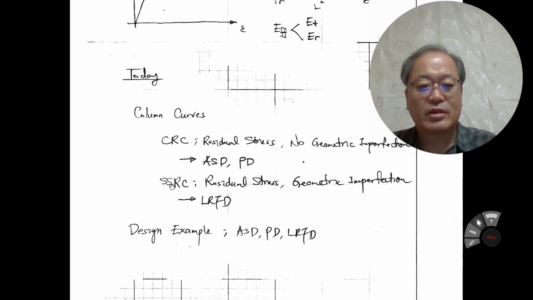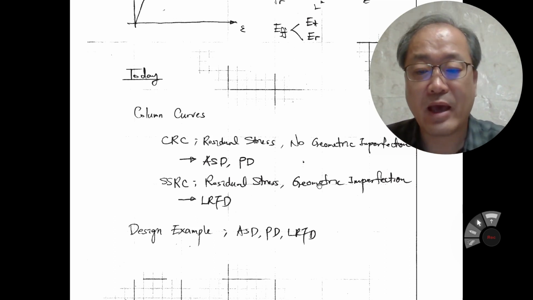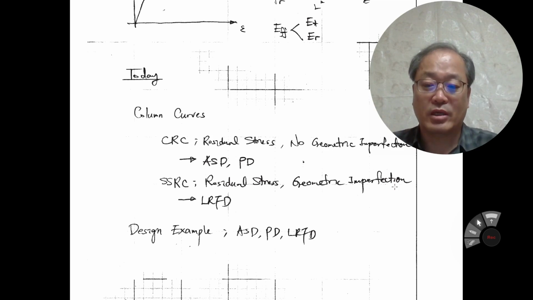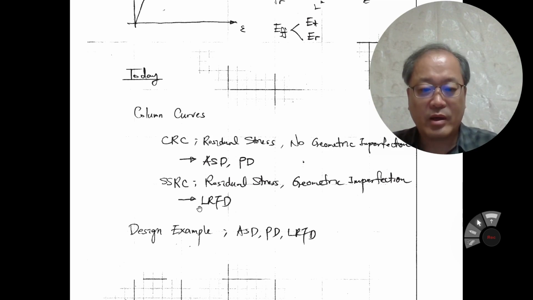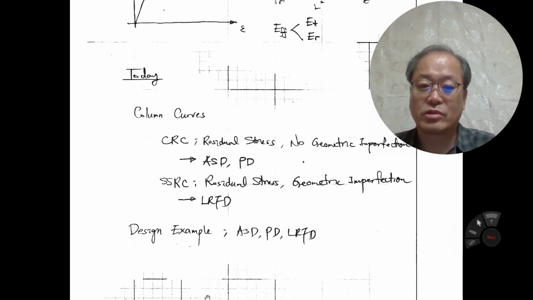And then another column curve is SSRC. SSRC stands for Structural Stability Research Council. This SSRC developed its own column curve. It is called the SSRC column curve. So the SSRC column curve considers residual stress and geometric imperfection as well. From this SSRC curve, LRFD has been derived. Okay, and then finally, I will compare this design example using the ASD, PD, LRFD column curves. That is the whole story of this week.